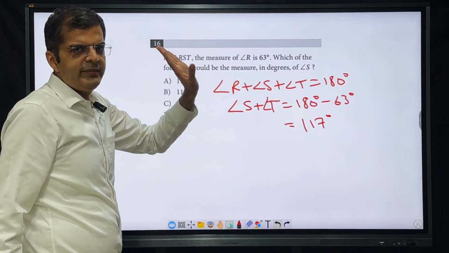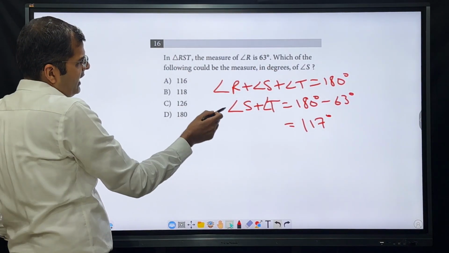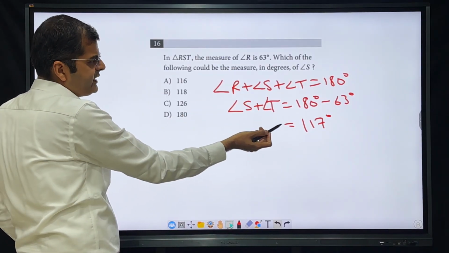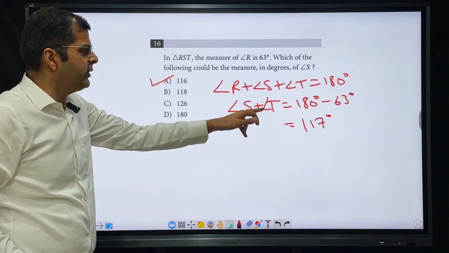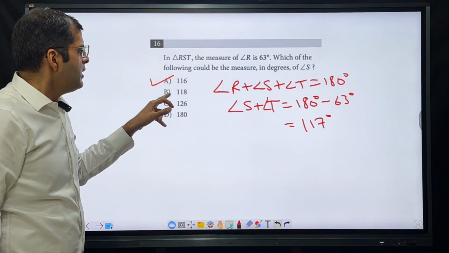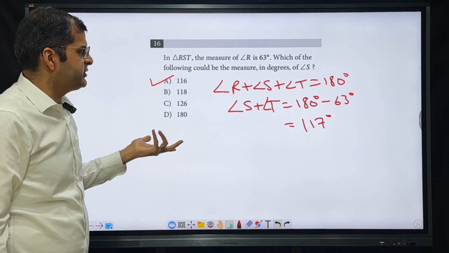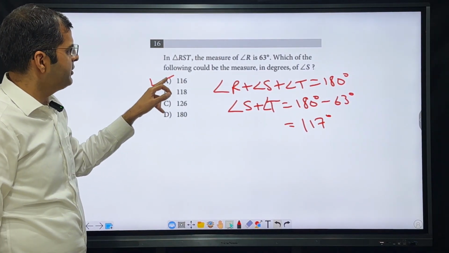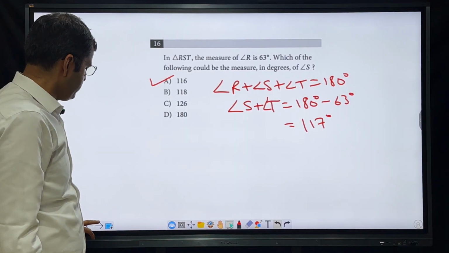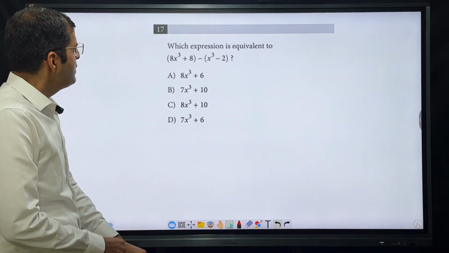Which of the following could be the measure of angle S? Angle S can measure 116, yes, because then angle T will be 1 degree. So this is possible. Can it measure 118? No, because then angle T becomes negative. It can't be 126 or 180 similarly, because angle S plus angle T has to be 117. So the only possibility here is 116. Answer option A is correct here.